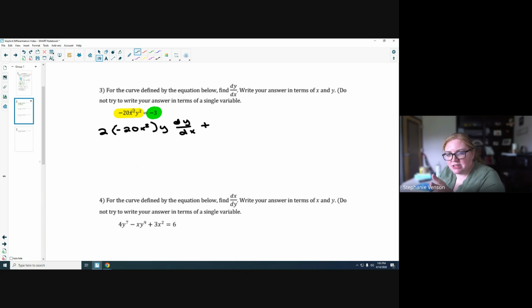And now I'm going to do the same thing, but I'm going to treat x like my variable. So I'm going to take the power on x and bring it to the front. It also happened to be a 2.